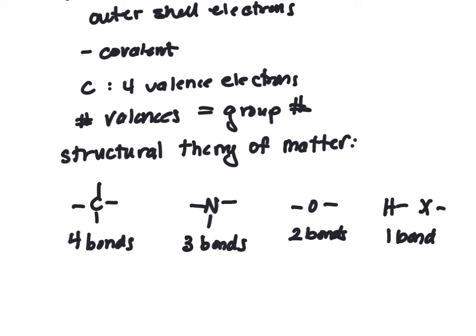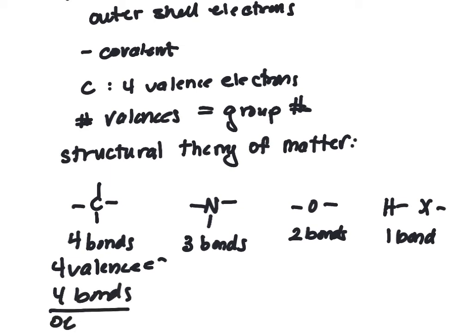So if we look at carbon, carbon has a propensity to form 4 bonds. It has 4 valence electrons, and an octet would result in 4 bonds. Nitrogen tends to form 3 bonds. It has 5 valence electrons. So therefore, it achieves its octet with its 3 bonds.